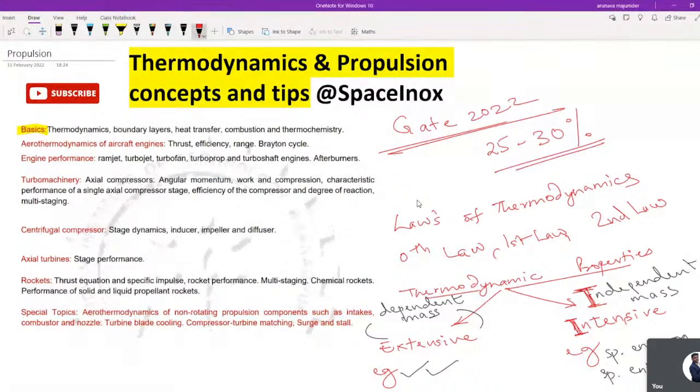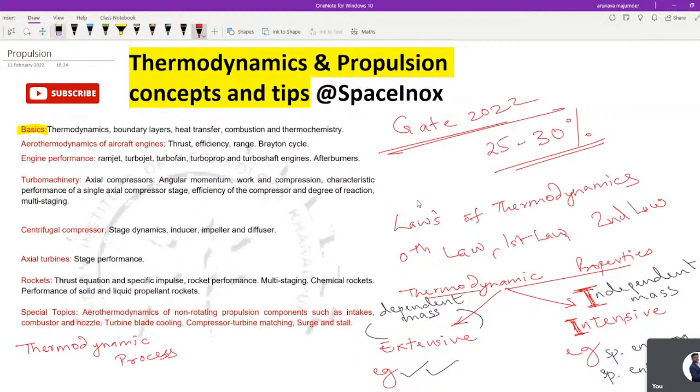Right? Now, moving further, this is one area of asking questions. The next part is thermodynamic processes. One or two questions every year we used to get from this topic, thermodynamic processes.